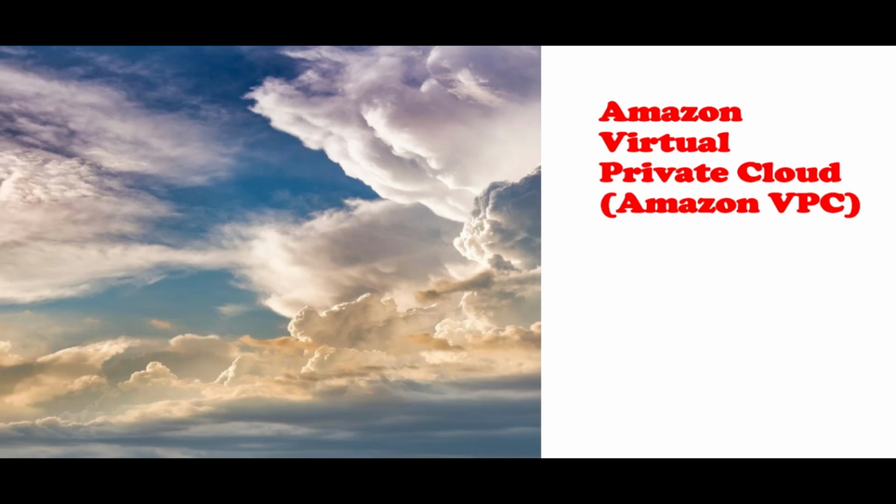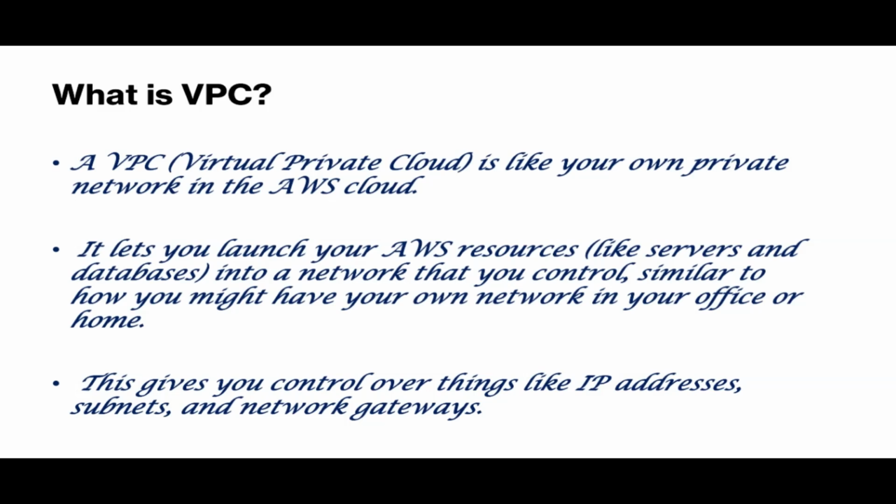Today, we will learn about Amazon Virtual Private Cloud, Amazon VPC. What is VPC? A VPC, Virtual Private Cloud, is like your own private network in the AWS cloud. It lets you launch your AWS resources, like servers and databases, into a network that you control, similar to how you might have your own network in your office or home. This gives you control over things like IP addresses, subnets, and network gateways.